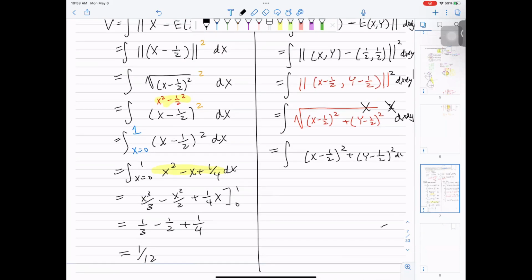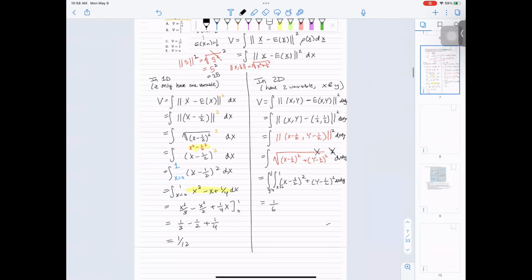And remember, I'm in a cube, so my bounds are 0 to 1, 0 to 1. You can solve this and you get 1/6. Everyone with me so far? Questions?